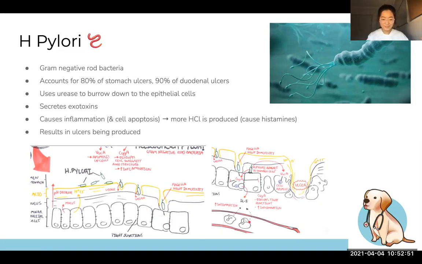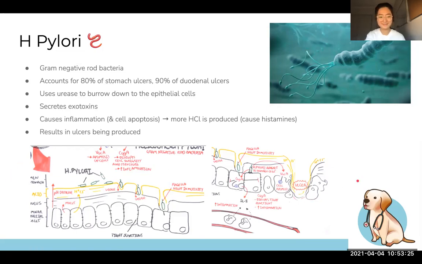Then it secretes a bunch of exotoxins, which causes your cell to undergo inflammation and your cell to die, which is apoptosis. And basically, this causes more hydrochloric acid to be produced as a result of the histamines being released. And if you also think about it, if you've lost that mucosal lining, that's going to increase the likelihood of more ulcers being produced because you don't have that protective layer on top of your epithelial cells. That's all of that in a nutshell. If you want to know it in more detail, check out Armando's video.